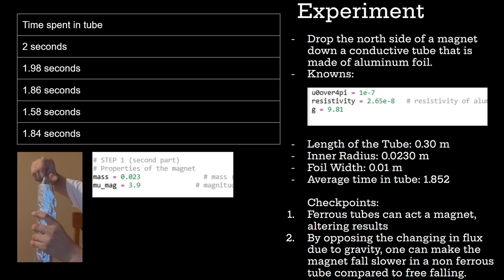So during the actual experiment itself, I essentially took a bunch of trials, 5 trials in specific, of dropping the magnet down, north side down, into the tube. The first time got 2 seconds, the second 1.98, going all the way to 1.84 seconds. As for the tube itself, the tube is made of aluminum foil.